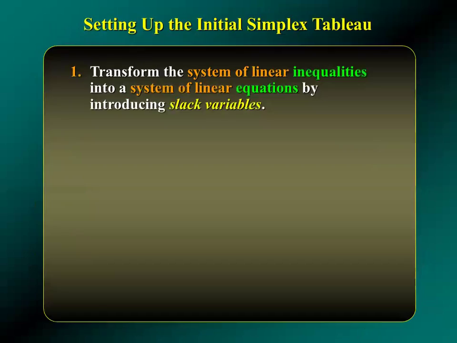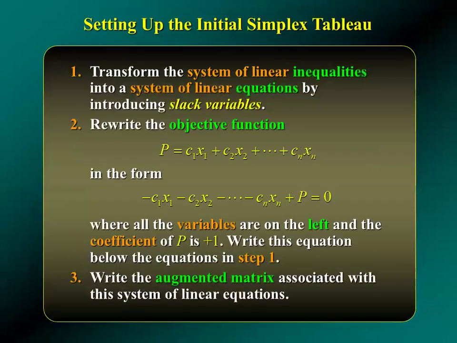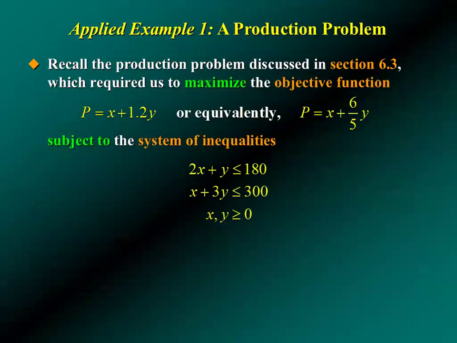For each of the constraints, we introduce what are called slack variables. This is rewriting the objective function. Actually, we don't need this, so don't follow this. I don't like this approach. Our objective function is x plus 1.2y. Let's not follow that minus convention.